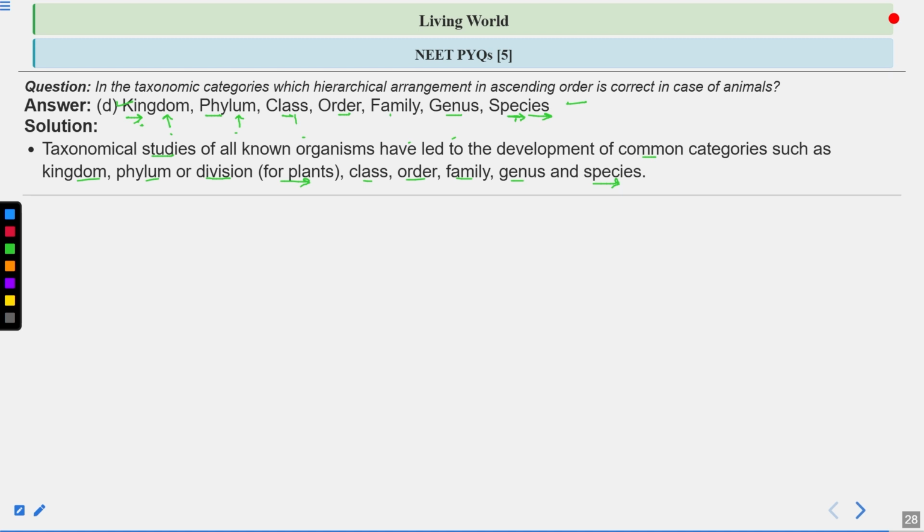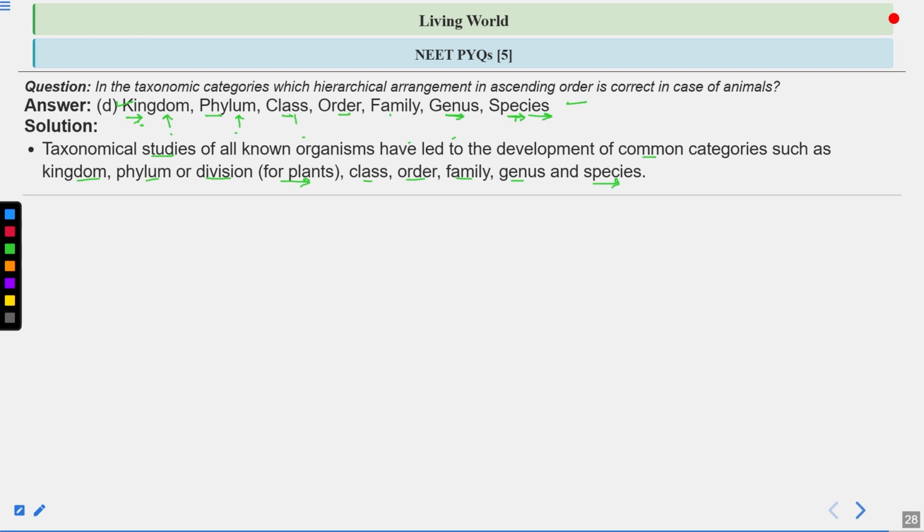So what is species? Species is a group of individuals which have similar morphological characteristics. They can interbreed with each other, and they are reproductively isolated from the members of other species. Species has been defined in many ways: the morphological species concept, the biological species concept, the ecological species concept, and the phylogenetic species concept. Then you have the genus, which is a higher taxon as compared to species.